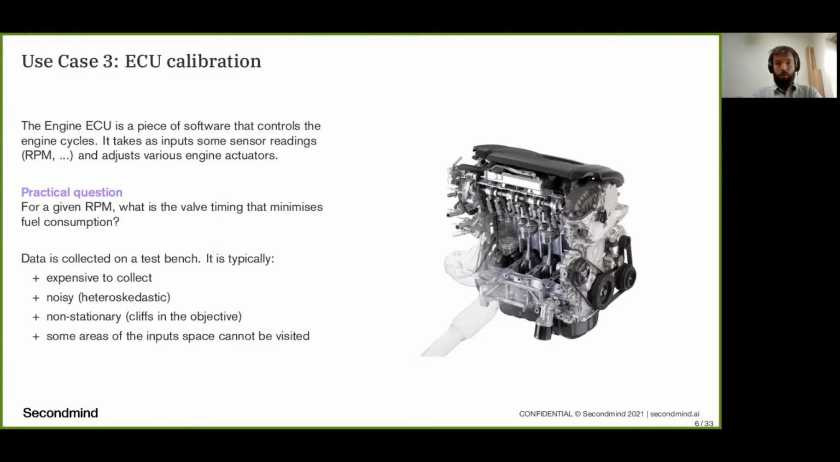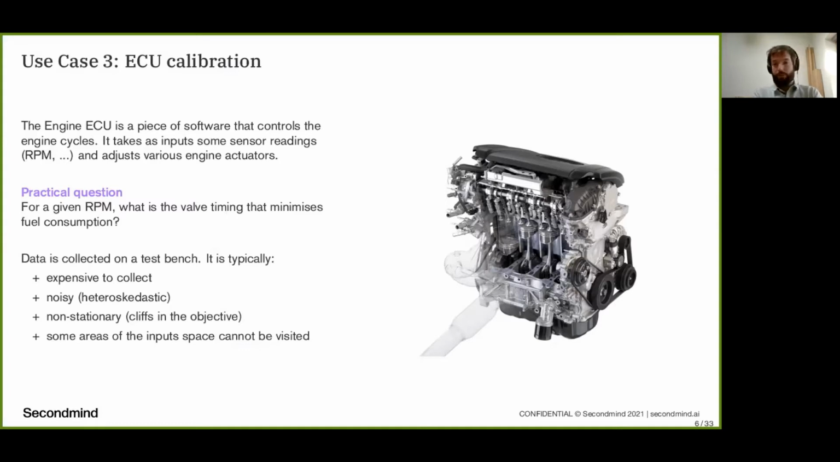And another thing about this problem is that not all the input space can be visited. There are some areas that are not safe to run the engine. There's a risk of damaging the engine for these parameter configurations. So there are some inputs that you cannot test, but you do not know in advance what these configurations are that cannot be tested.